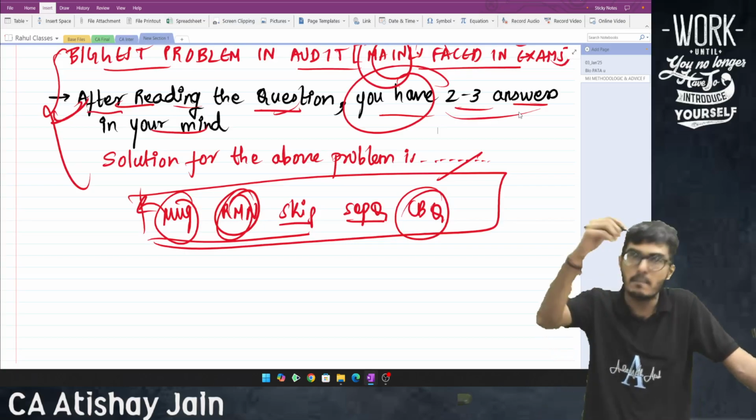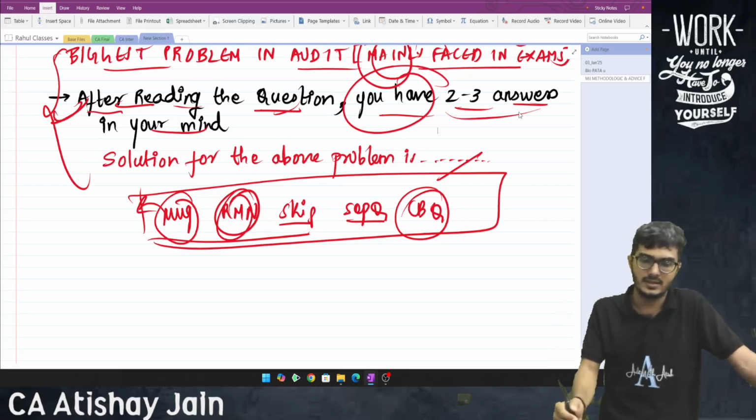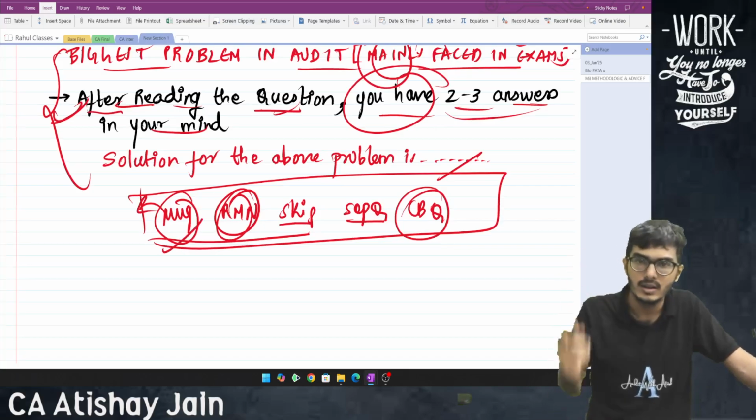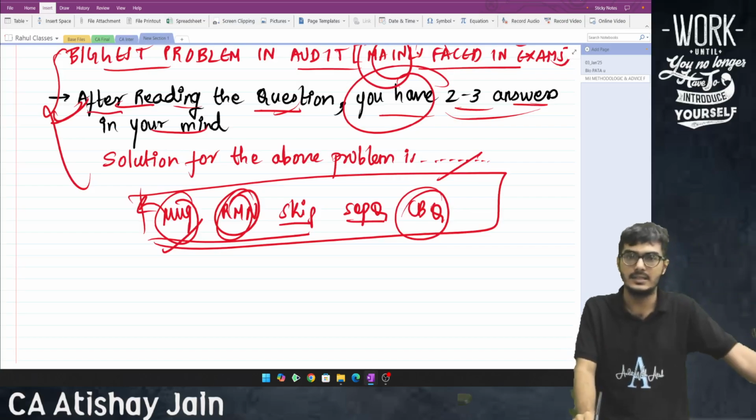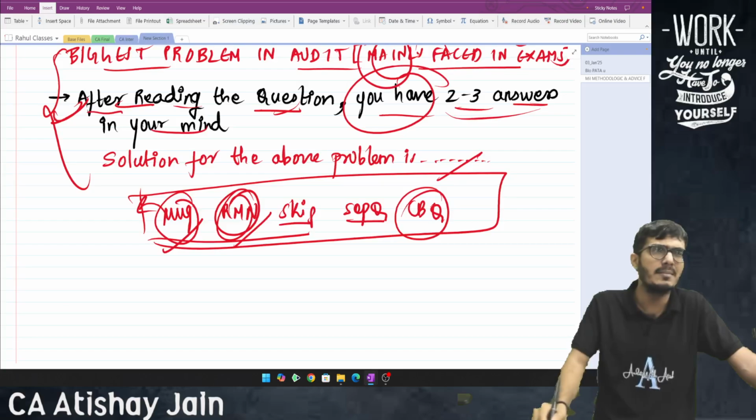which I mark in the module when I explain topics. For example, I mark "mug" for a particular topic. That means you have to mug it as it is. The second one is something called RMN. RMN means read and move on.